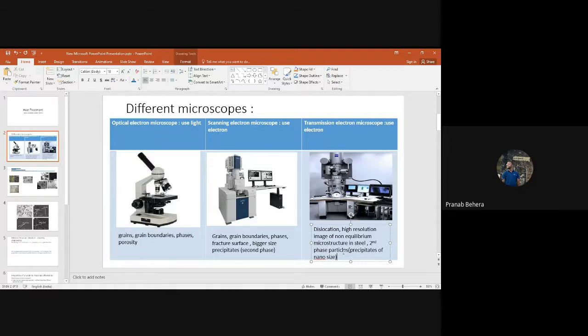What is the size of them? It is in the nanometer size. You can imagine, very nanometer, 10⁻⁹ meter size precipitates can be obtained. We can see them through a transmission electron microscope. You can see the dislocations. You can see these are dislocations. Many dislocations are here. Here also you can see the dislocations.